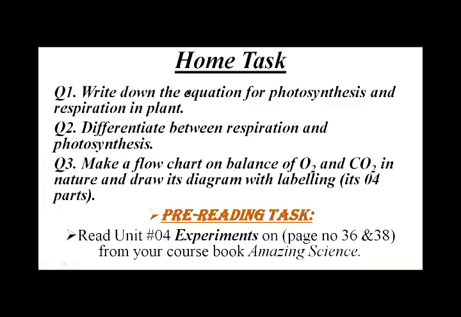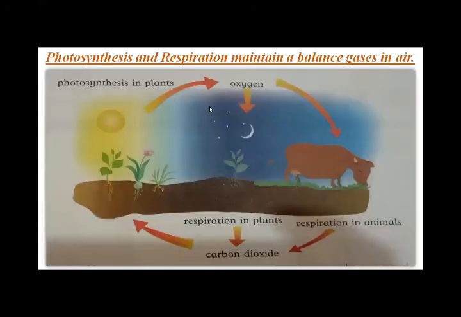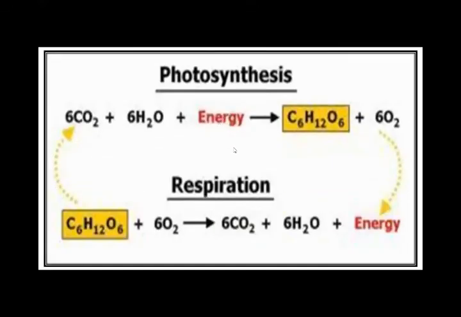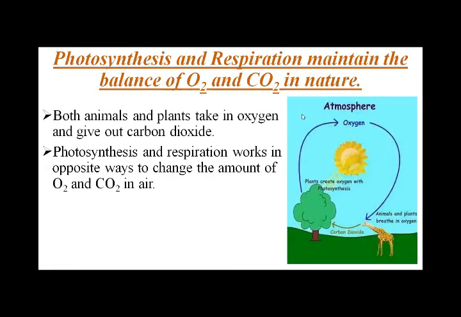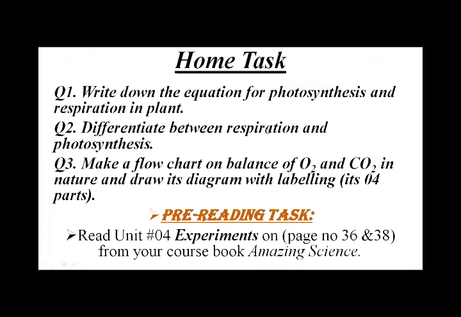So students, this is the home task for today. Question number 1: write down the equation for photosynthesis and respiration in plants. As I already shared in this slide, this is the equation for photosynthesis and respiration. Next is the differentiation between respiration and photosynthesis. It is also given in this slide. Make a flow chart on the balance of oxygen and carbon dioxide in nature and draw its diagram with labeling of its four parts. You can do it from your book, and it is also given in my slide.